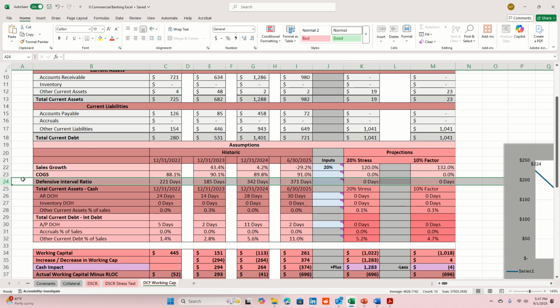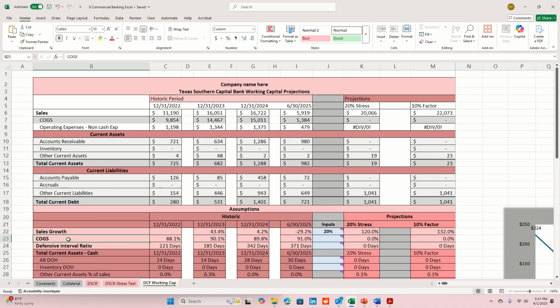So now we're going to go down to cost of goods sold. So I want y'all to look at cost of goods sold in row 23, and I want you to look at cost of goods sold in row 7. So I'm going to explain what's happening in row 7, and then I'm going to explain what's happening in row 23. So in row 7, we're pulling our cost of goods sold from the previous periods.